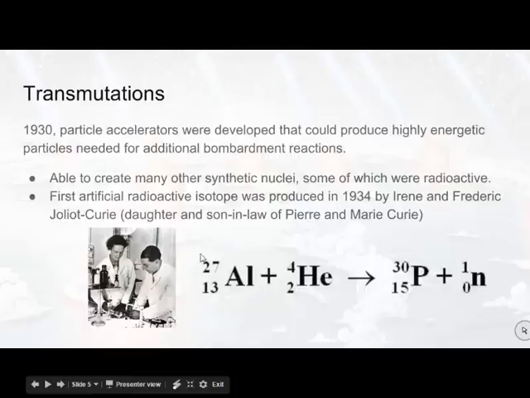So they took aluminum, bombarded it with some alpha particles, and it produced phosphorus-30, which is radioactive, and it gave off a new particle that we haven't talked about yet, a neutron.